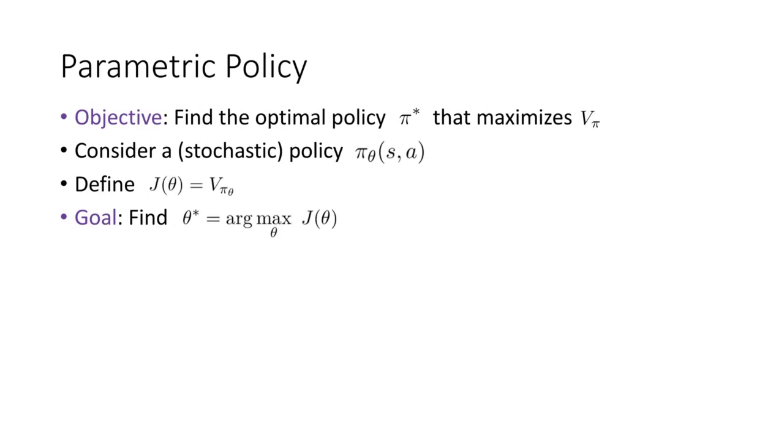Now, to simplify, let me introduce another variable J of theta, which is nothing but the value of the policy pi theta. Let's assume that your initial state is fixed. So J of theta is just a scalar, because you don't need to evaluate the value for each and every state. You are assuming that your initial state is fixed. So this is your objective. You want to find the neural network parameter theta star that will maximize your objective function. The objective function is the value corresponding to the policy pi theta, where theta is the neural network which parameterizes the policy.